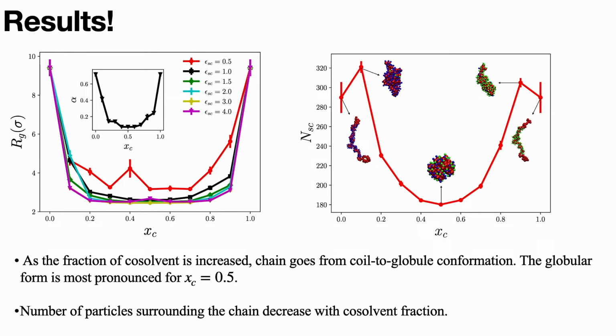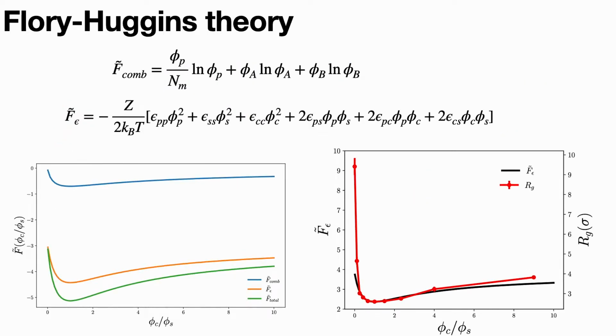To understand it analytically a little, we invoked Flory-Huggins theory, very basic Flory-Huggins theory, which has two terms. One is the combinatorial term, which gives us the entropy of mixing, and the second term is the energetic part of the interaction. So the total free energy will be the sum of the two, and as we plot this as a function of phi_c over phi_s, that means the ratio of the fractions of the two, we see a nice minimum at phi_c over phi_s equal to 1, equal fraction.